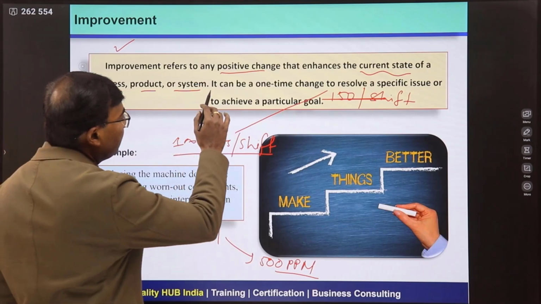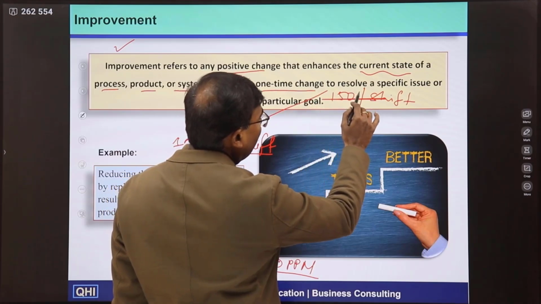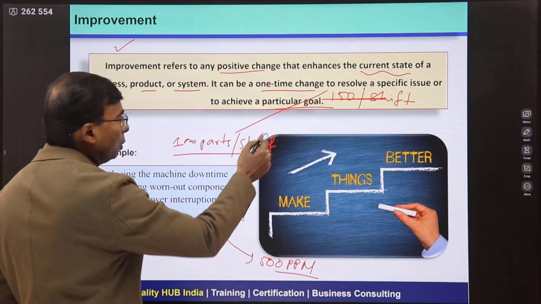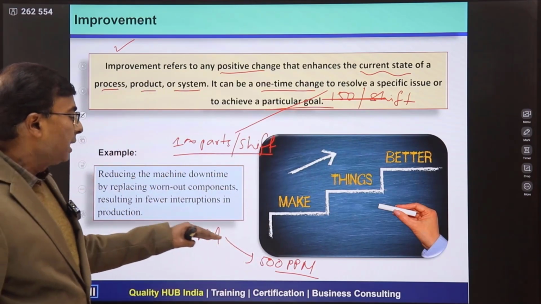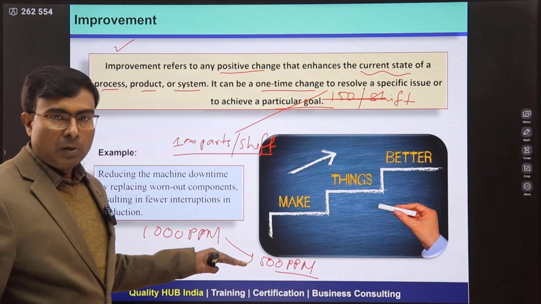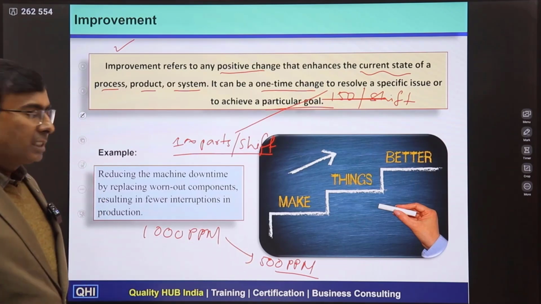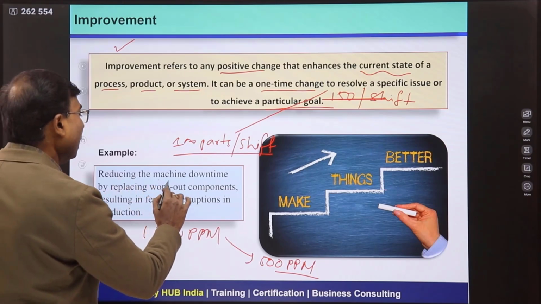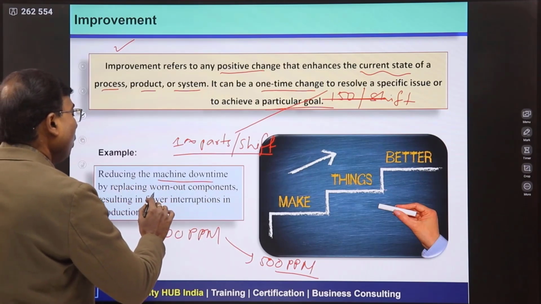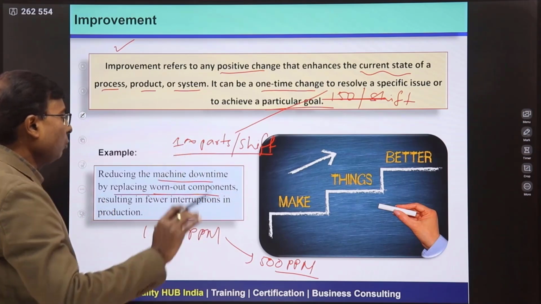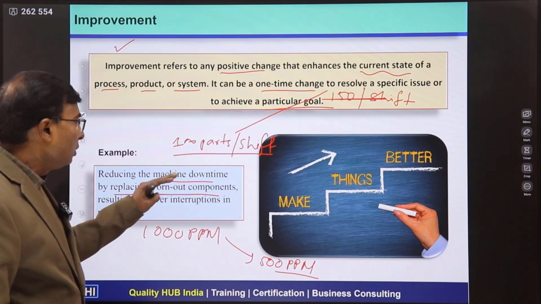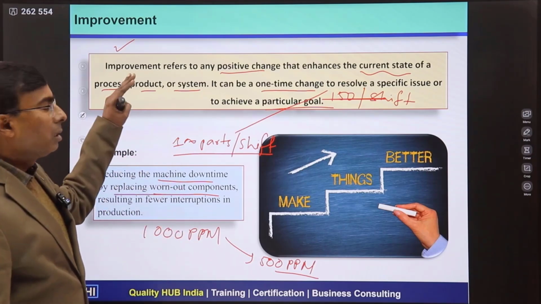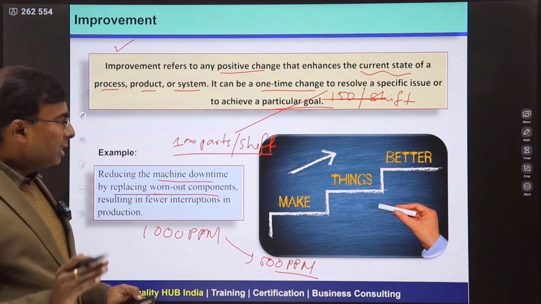It can be a one-time change to resolve a specific issue or to achieve a particular goal. So this was your goal or project and you have made some change. This is once. So, one-time improvement. An example has been given over here, and we have already discussed a couple of them: reducing the machine downtime by replacing worn out components, whatever they have done, but they have reduced the downtime from X level to Y level, which is better. So this would be called improvement. Fine. Now let's move ahead.